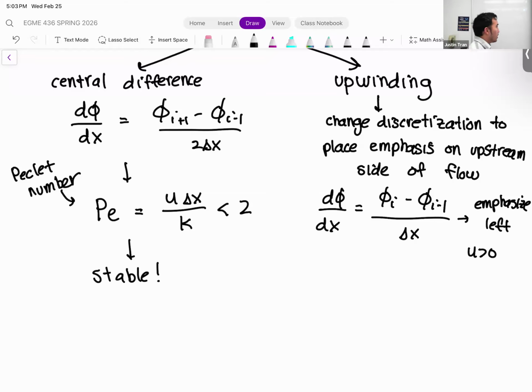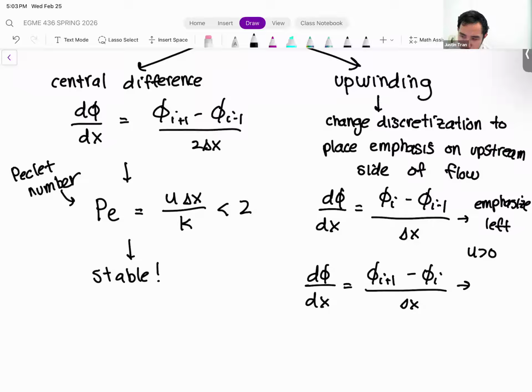So if u is greater than 0, what we saw before was that we changed our differencing scheme to backward difference. But what if our velocity is negative? If our velocity is going from right to left, then we change our differencing scheme to a forward difference. This can be phi(i+1) minus phi(i) divided by delta x. This of course puts more emphasis on the right, and that's good when u is less than 0.